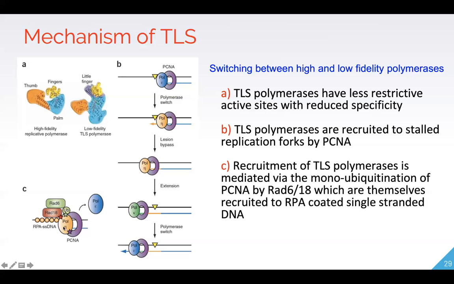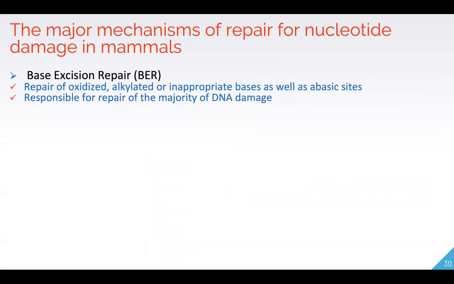So the switching is dependent on the modification of PCNA through ubiquitin conjugation that allows them to lose affinity for the replicative polymerases and acquire affinity for the translesion DNA polymerases. Okay, so that's an important signal for that pathway to be kicked on. Okay, so that sort of marks the end of lecture 1.